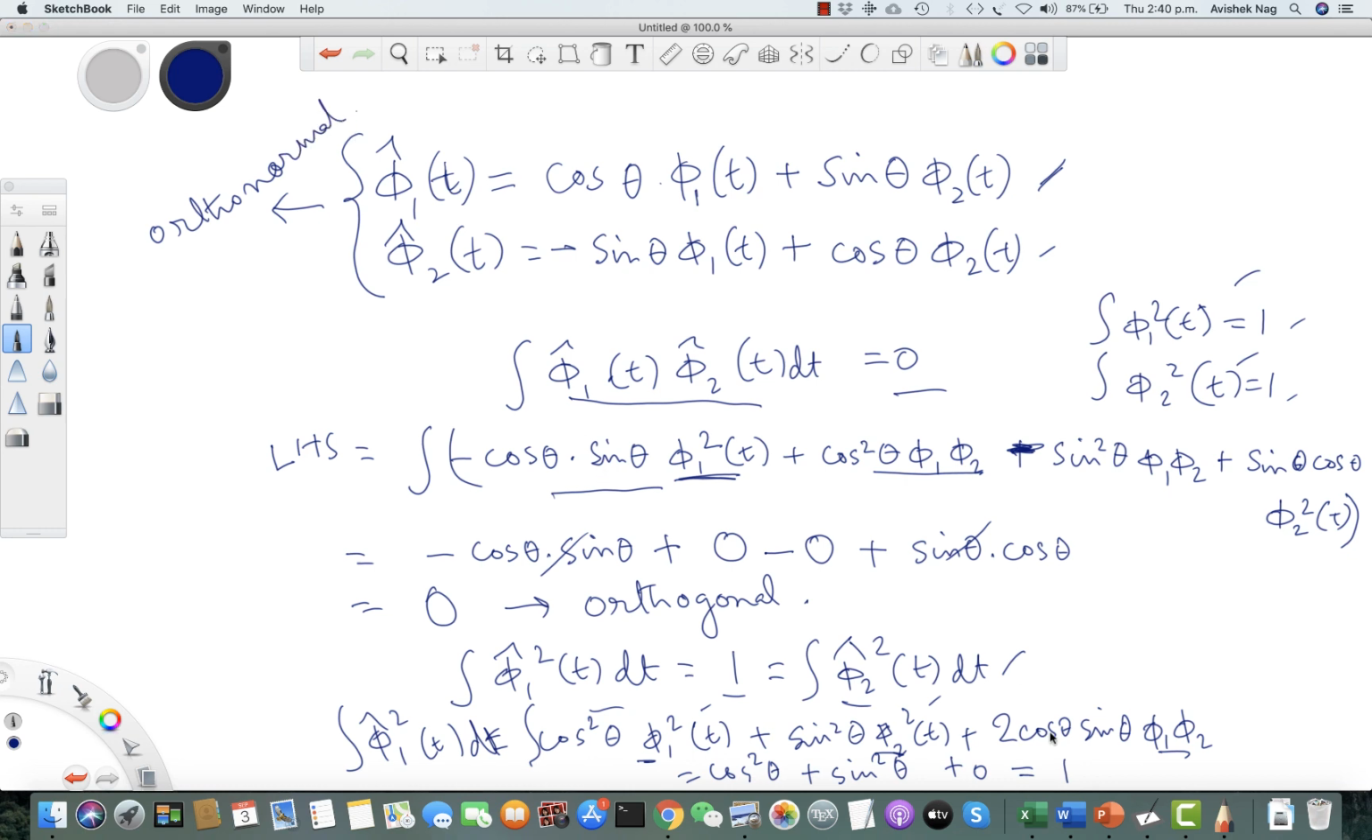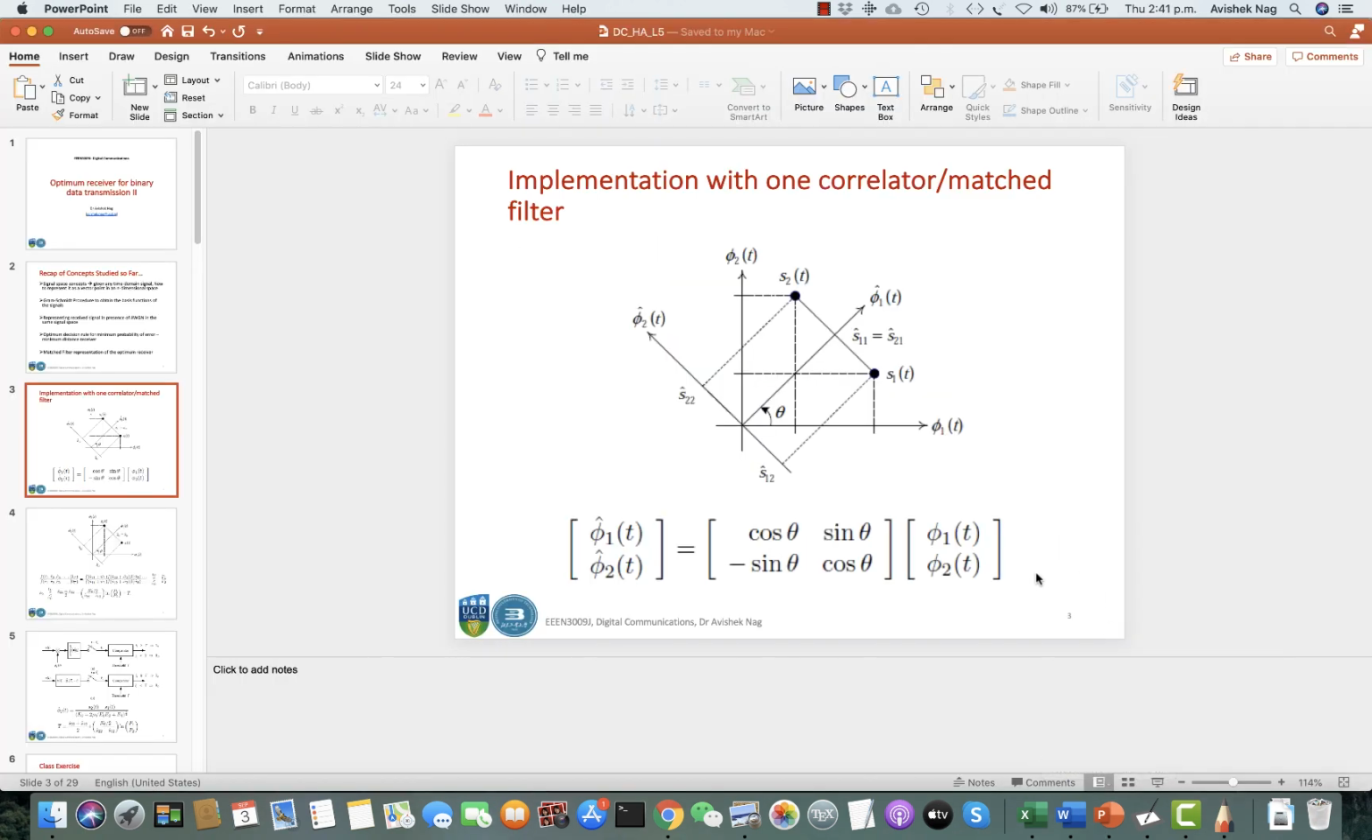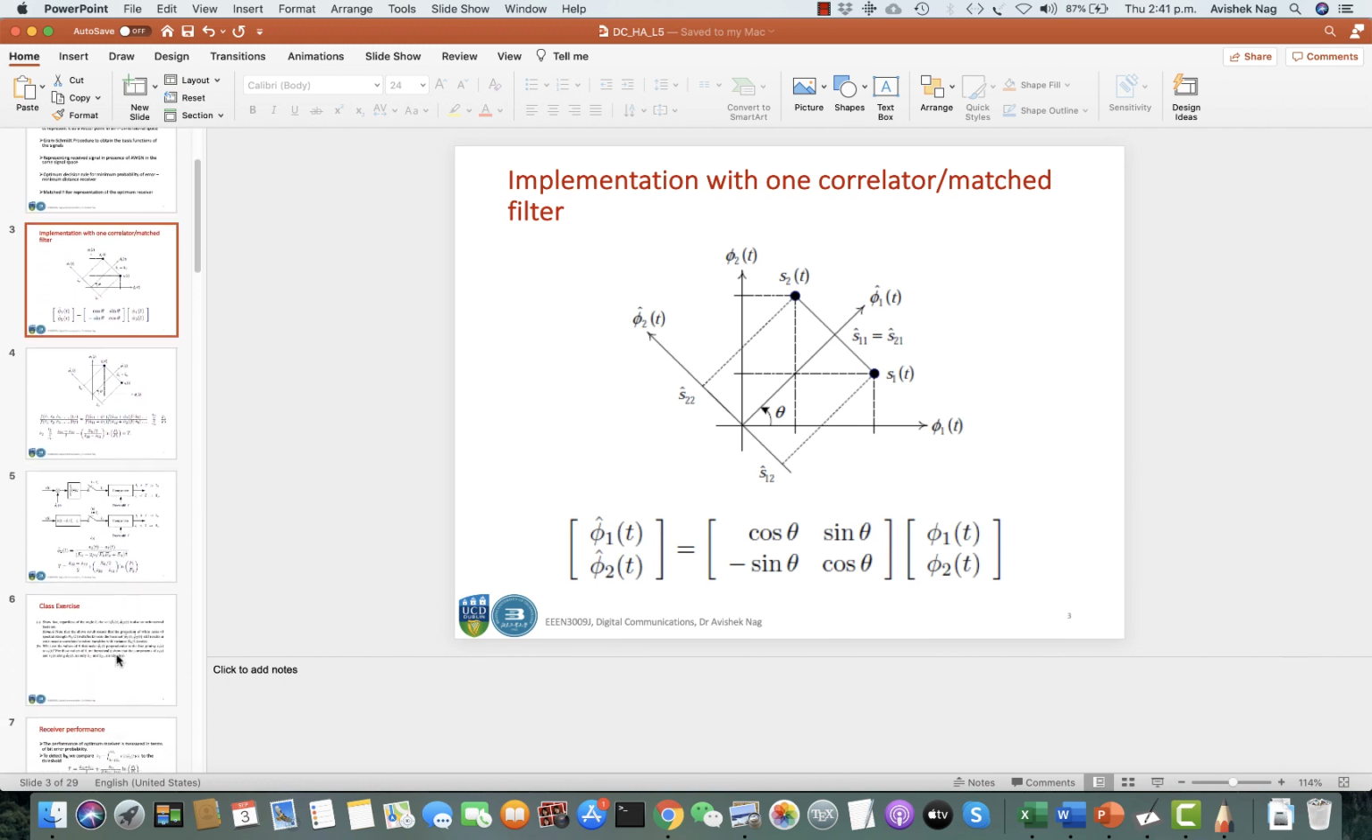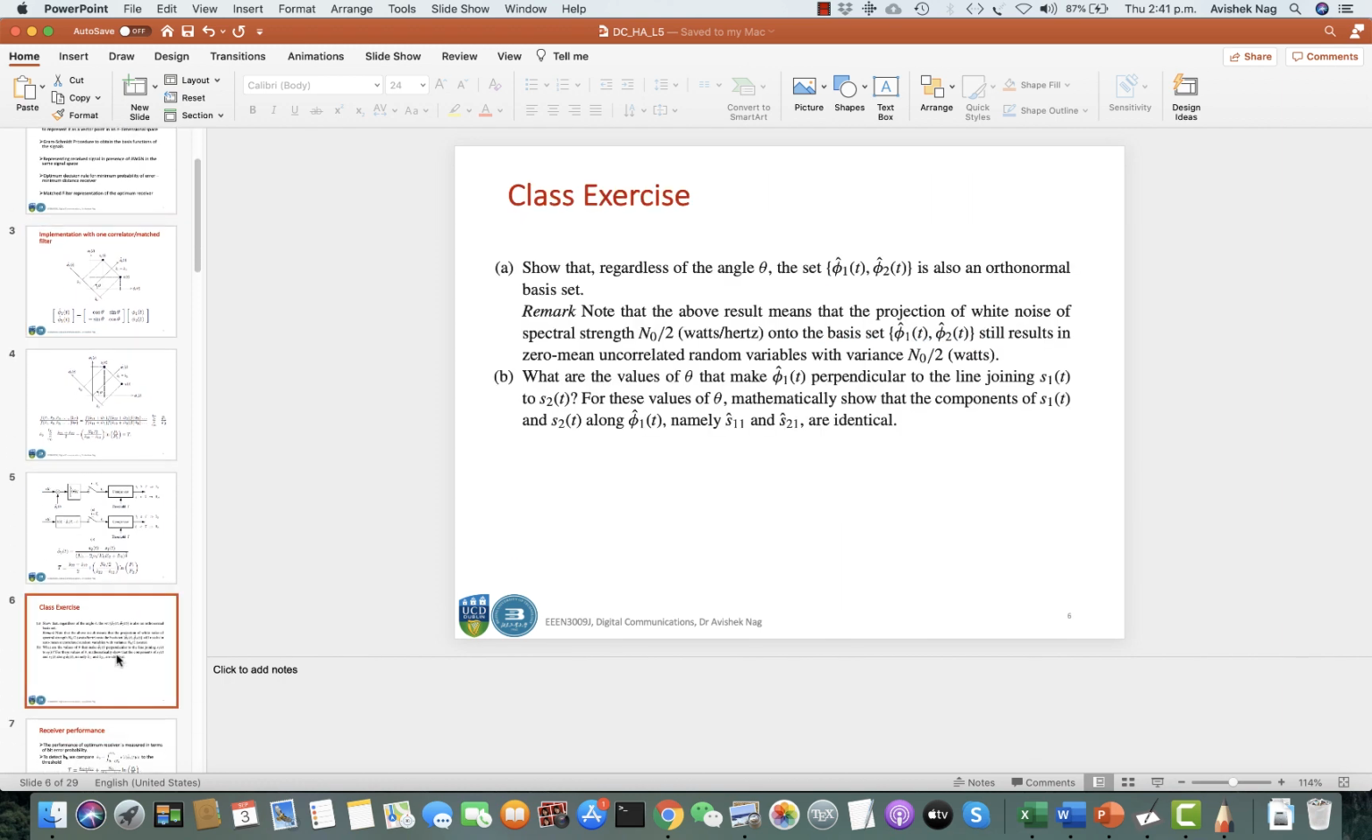Okay, so let's now move to the second part of the problem. The second part of the problem says: what are the values of theta that make phi 1 hat t perpendicular to the line joining S1t and S2t. And for these values of theta, mathematically show that the components of S1 and S2 along phi 1 hat, namely these, are identical.